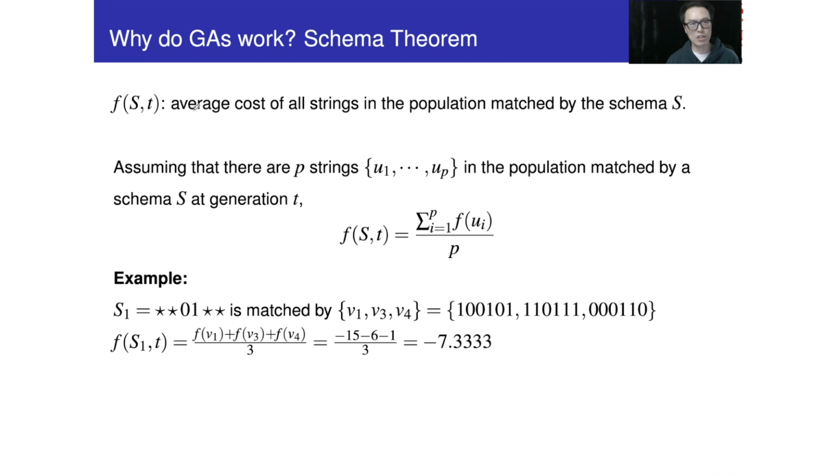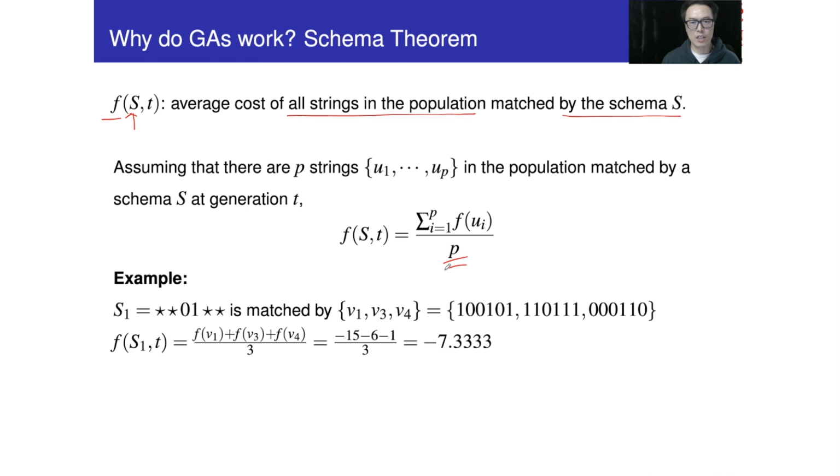Now, we are going to define another variable, lowercase f S of t. It means the average cost of all strings in the population matched by the schema S. That means we are going to find the schema S in the population and their average cost f. Okay, now this is the equation.